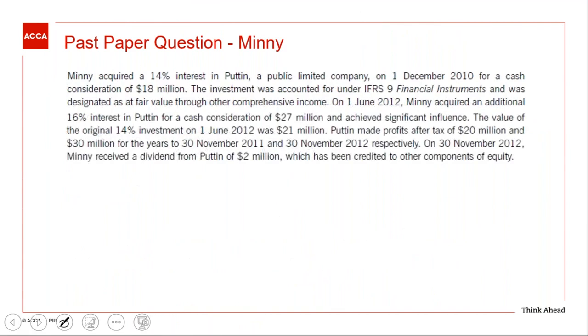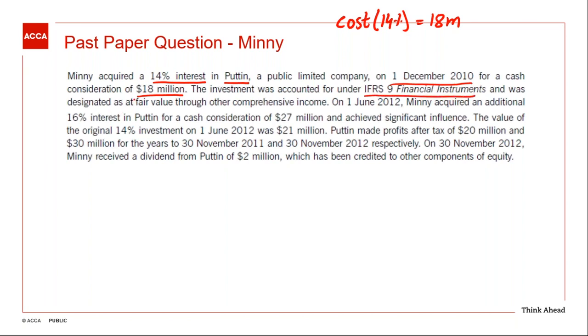Okay, so now we are solving the question of Mini, which says Mini acquired 14% interest in Putin, a public limited company, on 1st December 2010 for a cash consideration of $18 million. So we can say that the cost of 14% shares is $18 million. The investment in Putin was accounted for under IFRS 9 and was designated at fair value through other comprehensive income. So this means that we need to reclassify the gain previously recorded in OCI to the retained earnings directly.